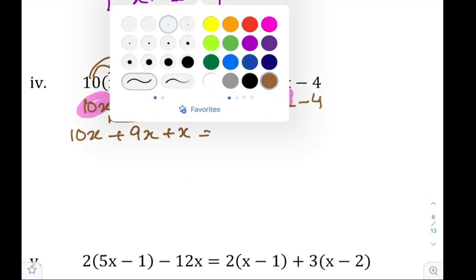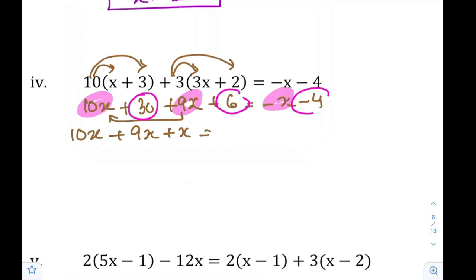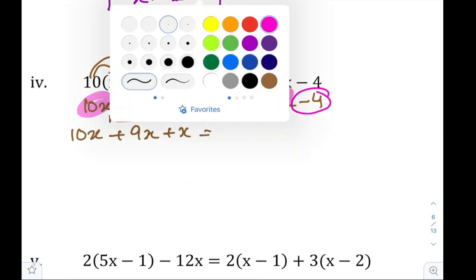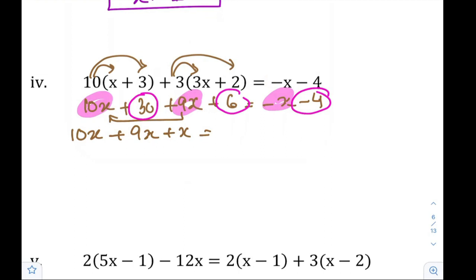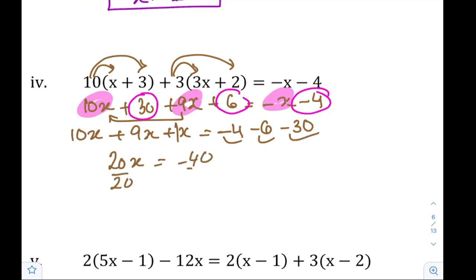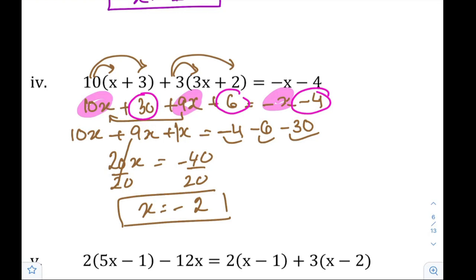Now we have here 36 minus 4. So I will keep the minus 4 as it is. Bring the 6 as minus 6. Bring the 30 as minus 30. Now add like terms. This is, of course, 1. 10 plus 9, 19. 19 plus 1 is 20x. Negative 4 minus 6 is negative 10. Negative 10 minus 30 is negative 40. Dividing by 20, x is negative 2. And this is the solution.